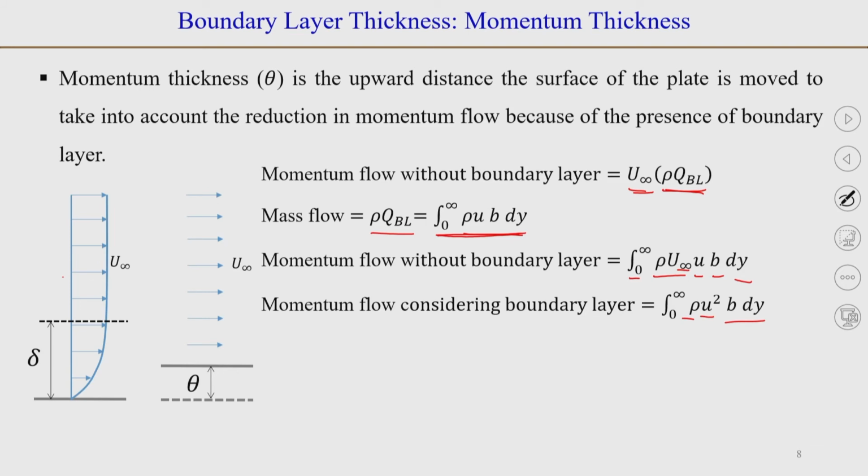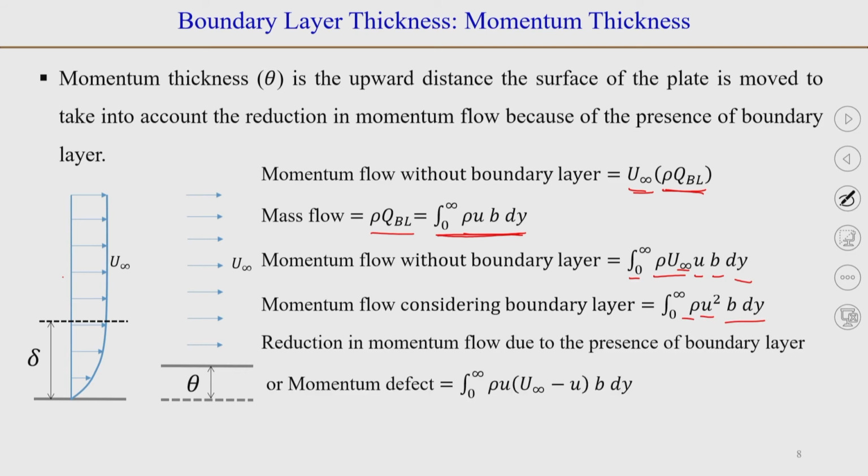That will be the momentum flow considering the boundary layer, and the momentum deficit, or what is called the momentum defect, will be the difference of these two. So, integral 0 to infinity rho (u infinity minus u) u b dy. So, that is the momentum defect.